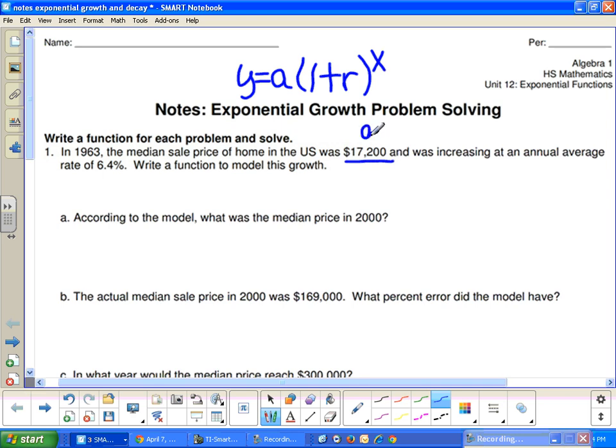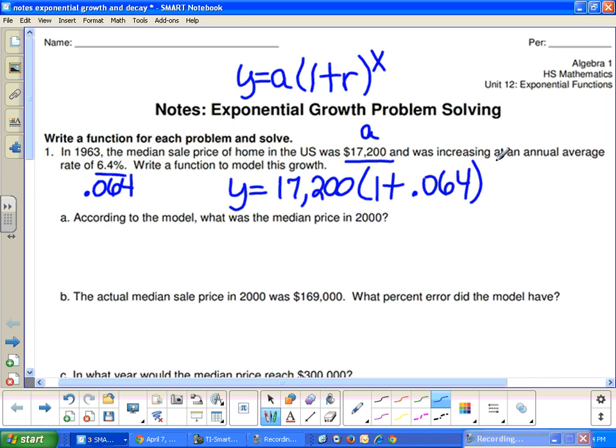So first of all, 17,200, the original median sale price of the home in 1963, is our A, increasing at an annual average rate of 6.4%. We need to rewrite this correctly as a decimal, which means we have 0.064. And we've got the function y equals 17,200. We have 1 plus a rate. We have plus because we're increasing. And that's our formula. So in your calculator, let's put that in.